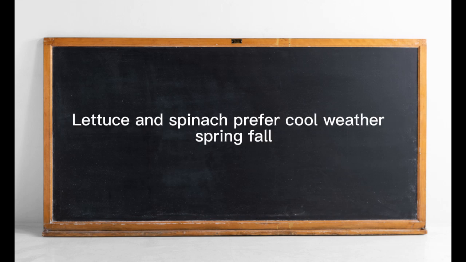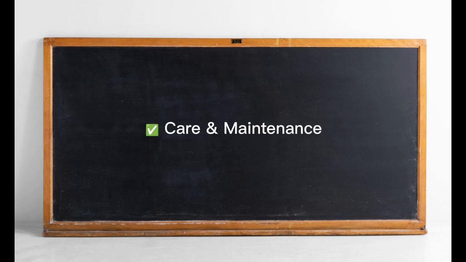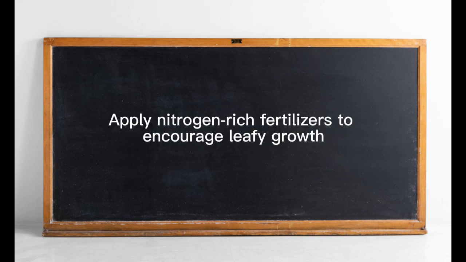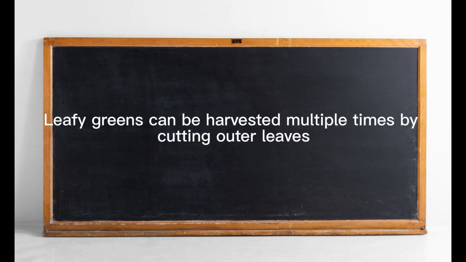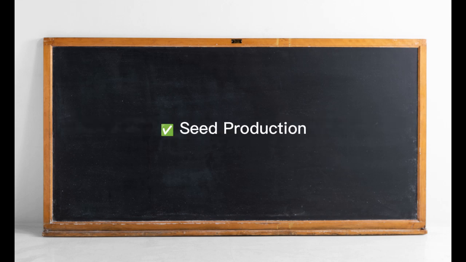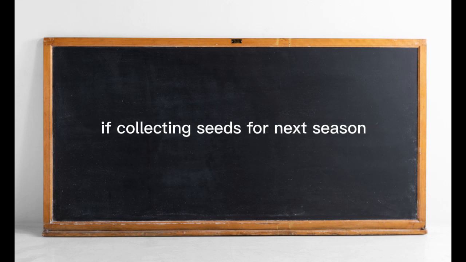Lettuce and spinach prefer cool weather. Care and maintenance: water regularly to prevent wilting. Apply nitrogen-rich fertilizers to encourage leafy growth. Harvesting: leafy greens can be harvested multiple times by cutting outer leaves. Cabbage is harvested once the head forms. Seed production: allow plants to bolt if collecting seeds for next season.